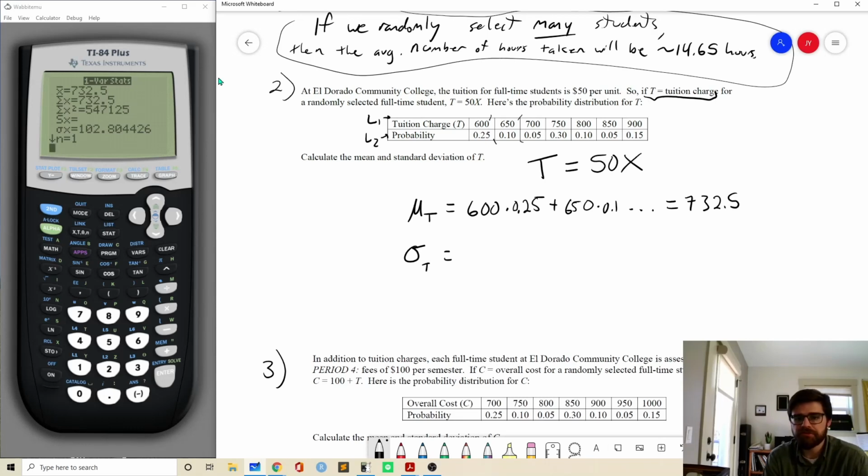We get 732.5, and we're talking about tuition here, so that's $732.5. Since we're in dollars, I'll go ahead and throw a second decimal place there. All right, we can do the same thing for standard deviation, although this is a little bit uglier to describe the first few terms.